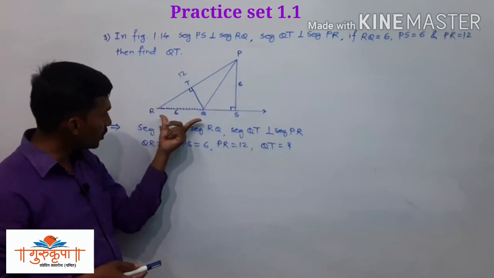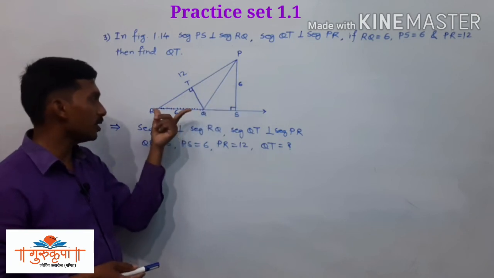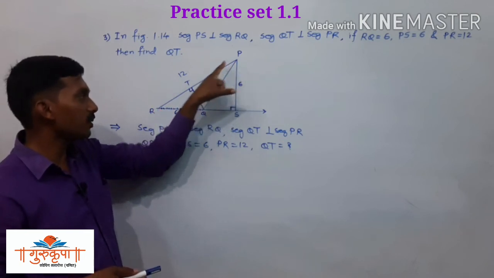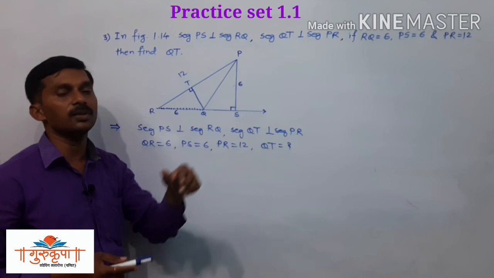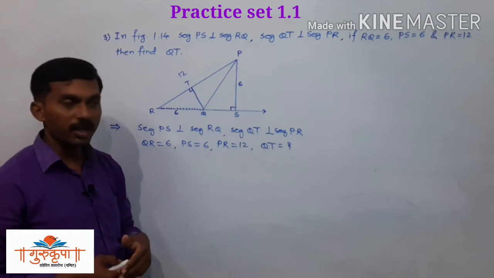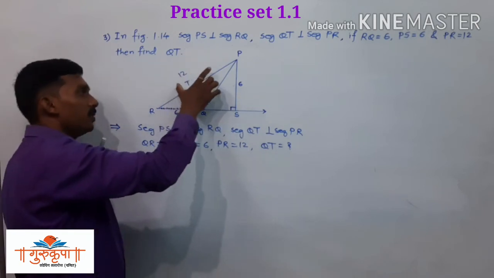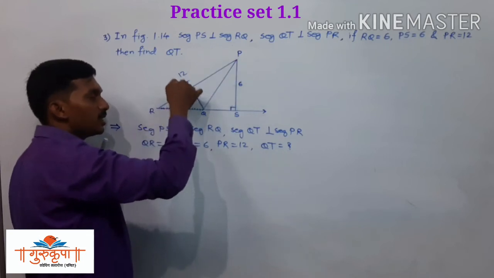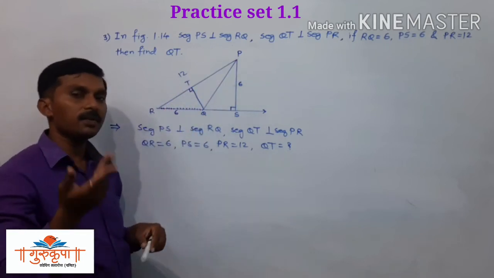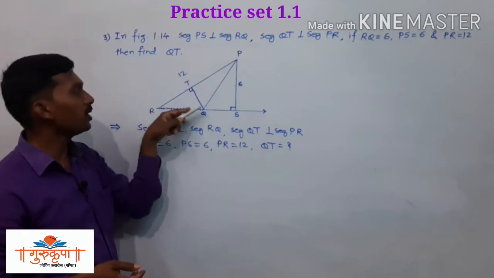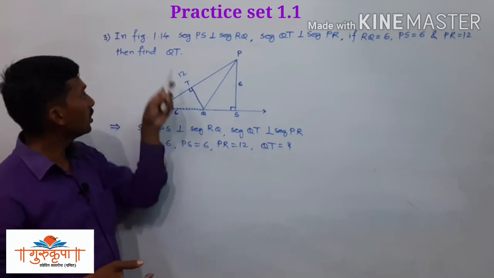But we know the base and height. So first of all, using this base and this height, we will find the area of the triangle PQR, and then we will take PR as base and QT as height, and then we will find the height QT or the length of seg QT.